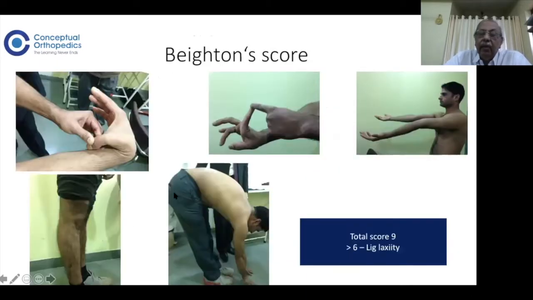And there is another popular one that is called the Beighton score. The first is almost the same. The second is hyperextension of the fingers, hyperextension of the elbow, hyperextension of the knee. The only difference is flexion of the spine, bending forward so that the hand can touch the floor. So here the total score is 9, and more than 5 indicates ligamentous laxity.